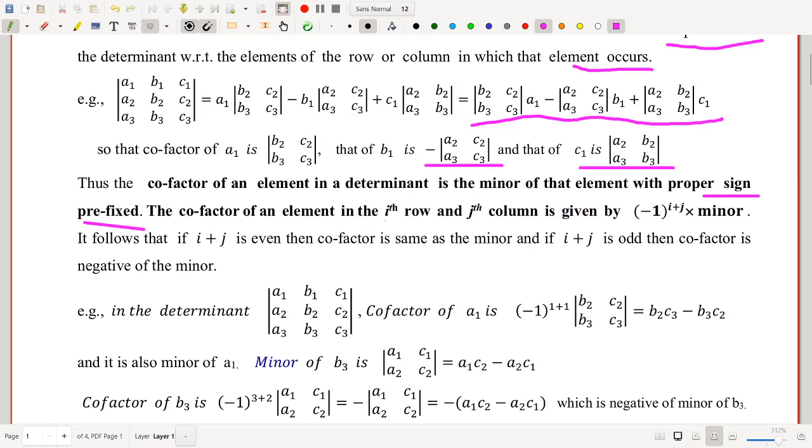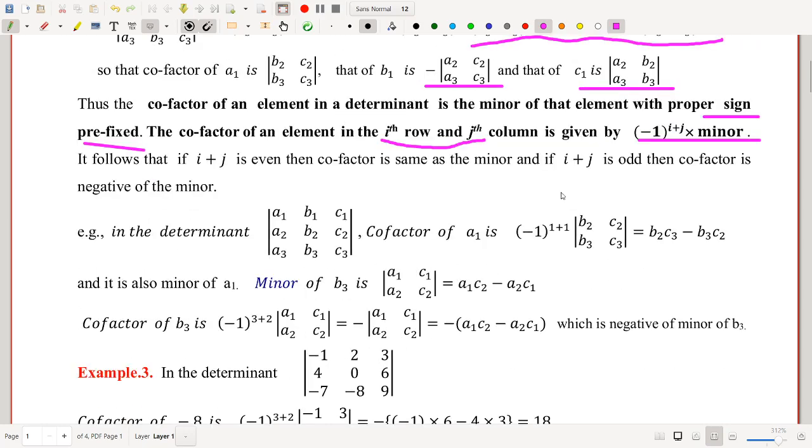If the element lies in ith row and jth column, then its cofactor is given by minus 1 to the power i plus j into its minor. This minus 1 to the power i plus j prefixes the sign. So cofactor depends on position of the element also. Now if i plus j is even, then cofactor is same as the minor, because minus 1 to the power i plus j will be 1. And if i plus j is odd, then this minus 1 to the power i plus j will become minus 1. That means cofactor will become negative of minors. So cofactors are minors with proper sign.